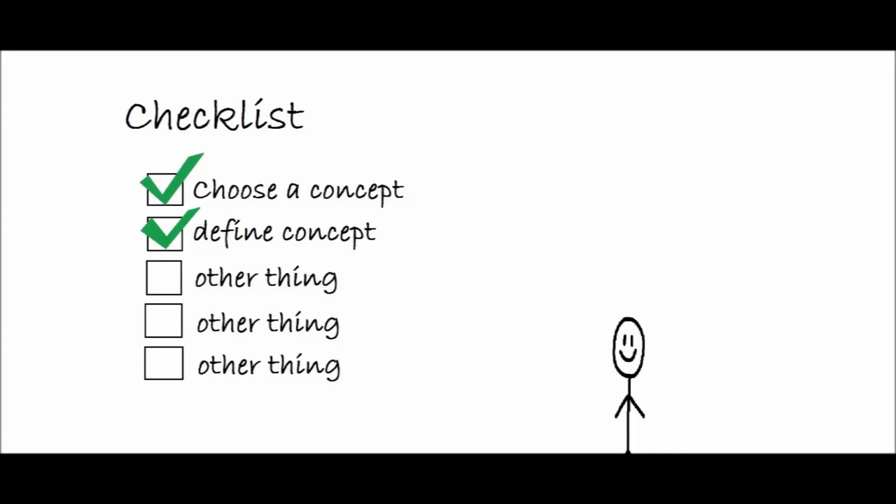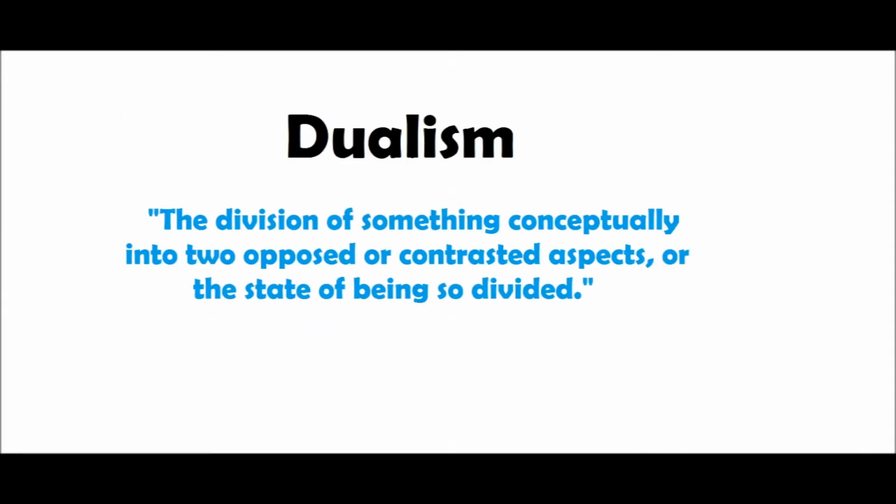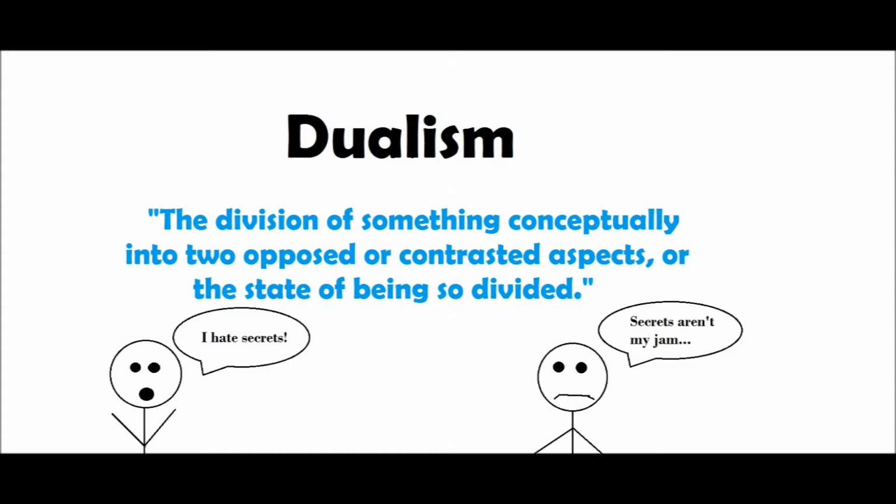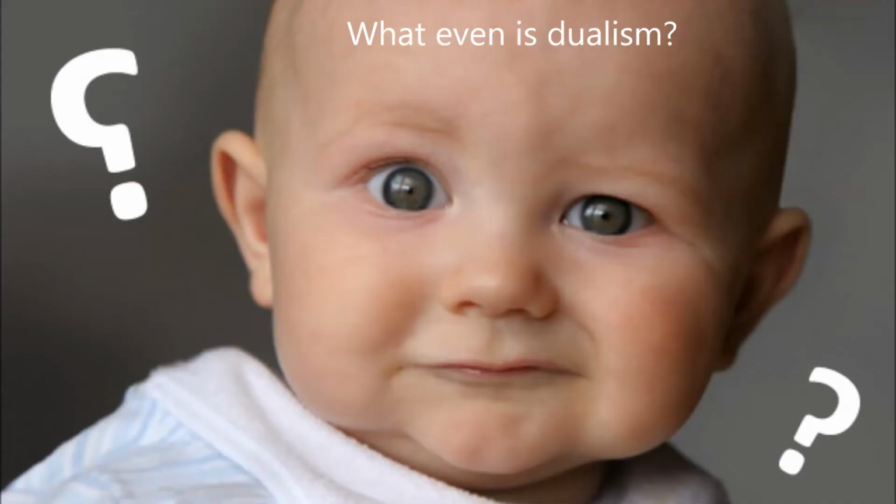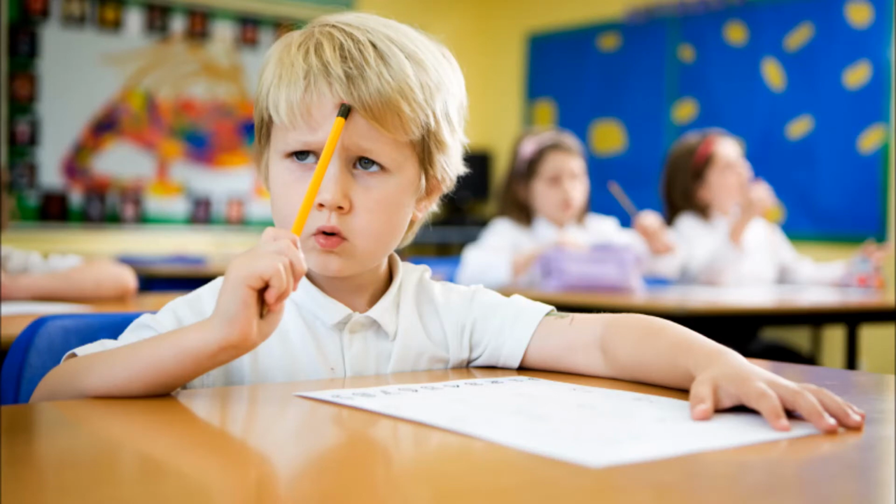Here I have provided a definition for dualism I acquired with a quick reference to Google. The division of something conceptually into 2 opposed or contrasted aspects, or the state of being so divided. But we will keep this definition to ourselves for the time being. Students will need to analyze your series of hints before putting the pieces together themselves and understanding what dualism is, even if they don't know the word for what they're defining or explaining. Their job is to explain what your concept is through a process of critical thinking. When it's all said and done, you will tell them what it is.